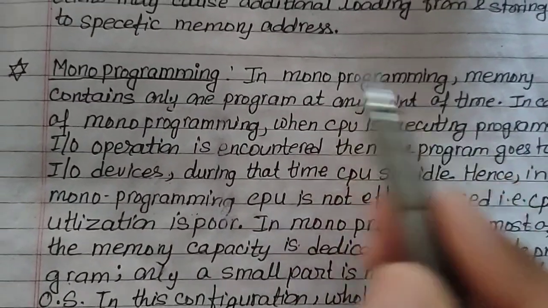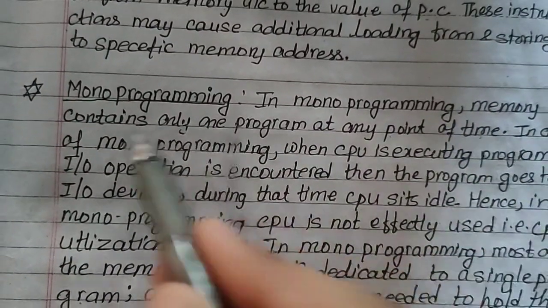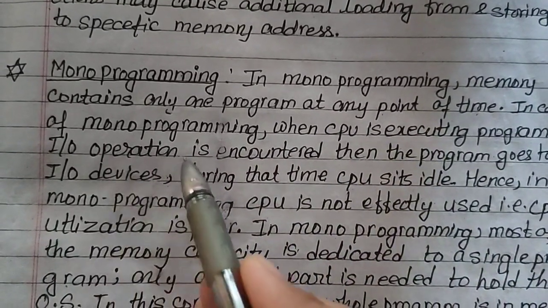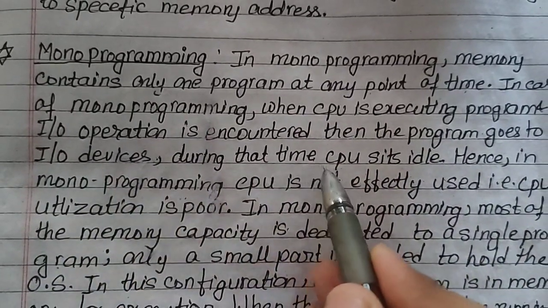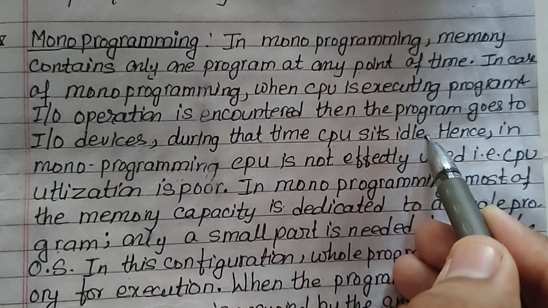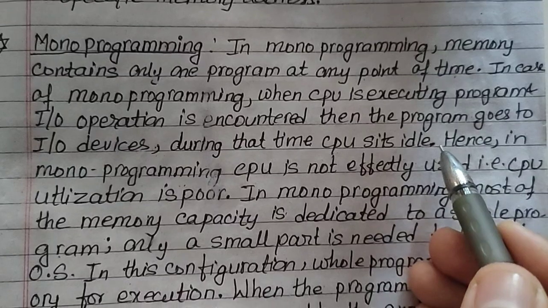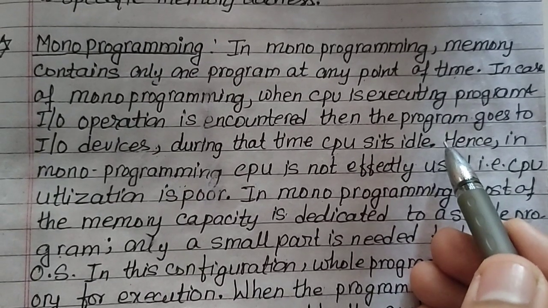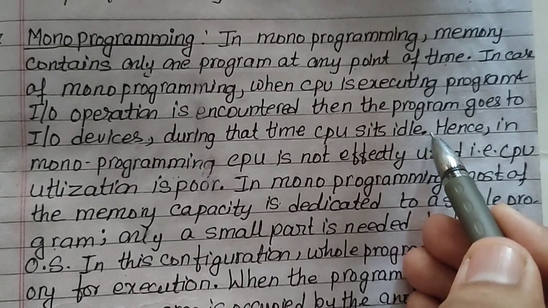In monoprogramming, memory contains only one program at any point of time. When the CPU is executing the program and IO is encountered, the program goes to the IO device. During that time, the CPU sits idle. In monoprogramming, the CPU performs only one program at a time.